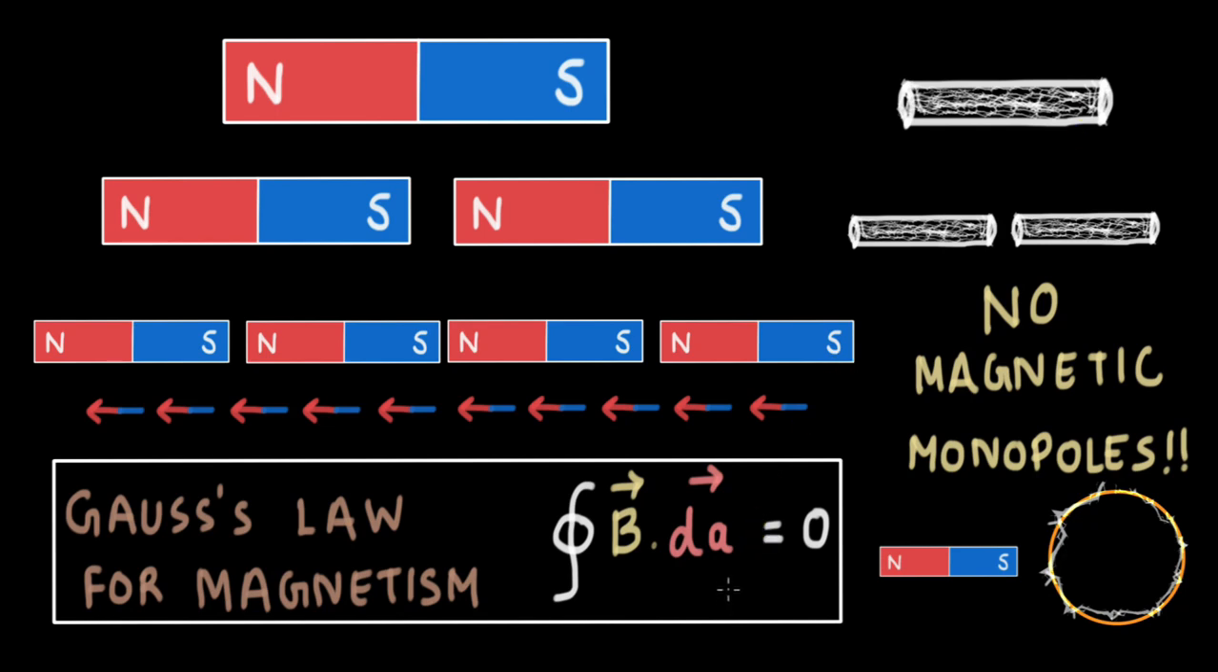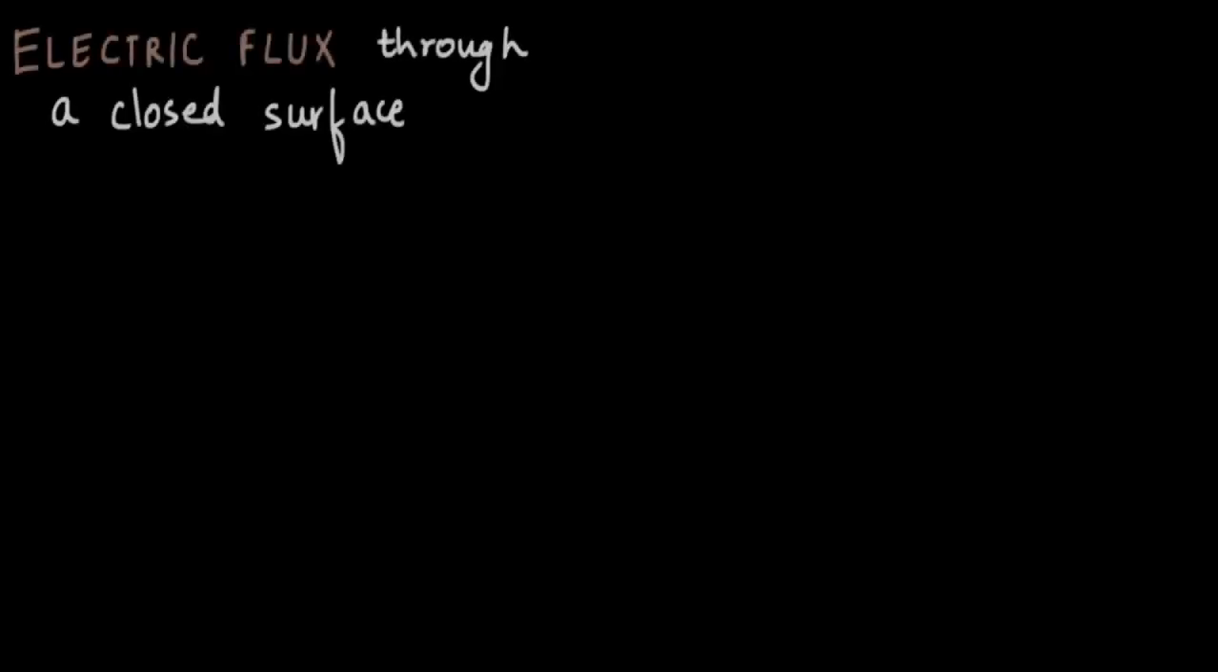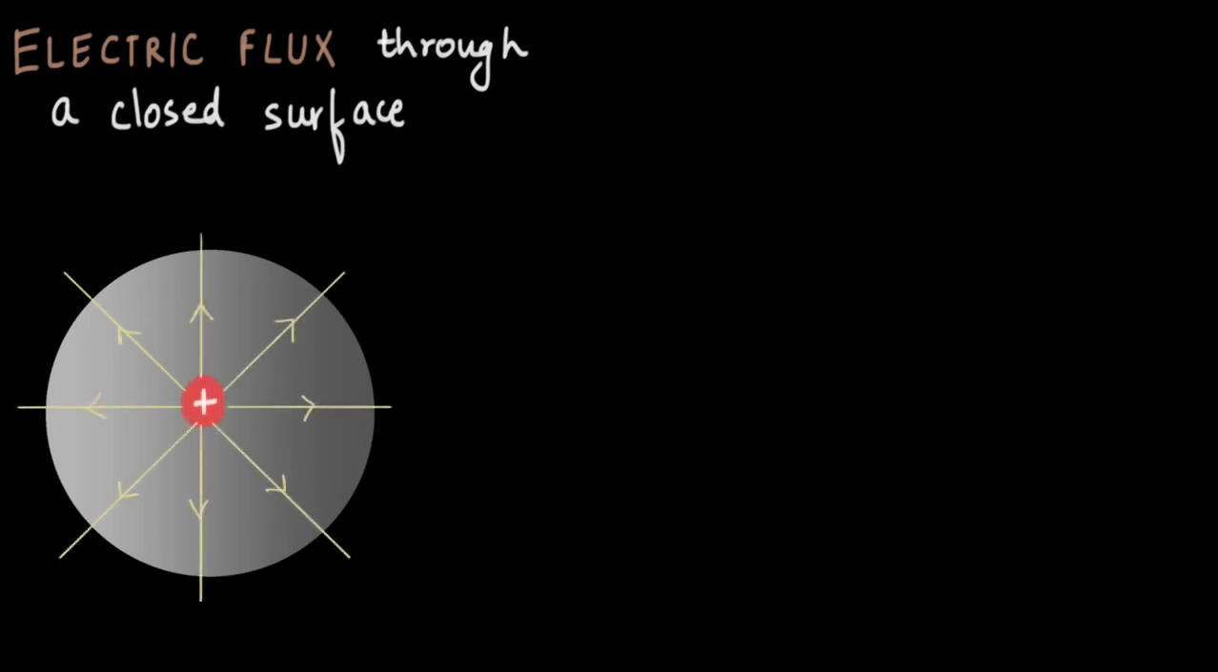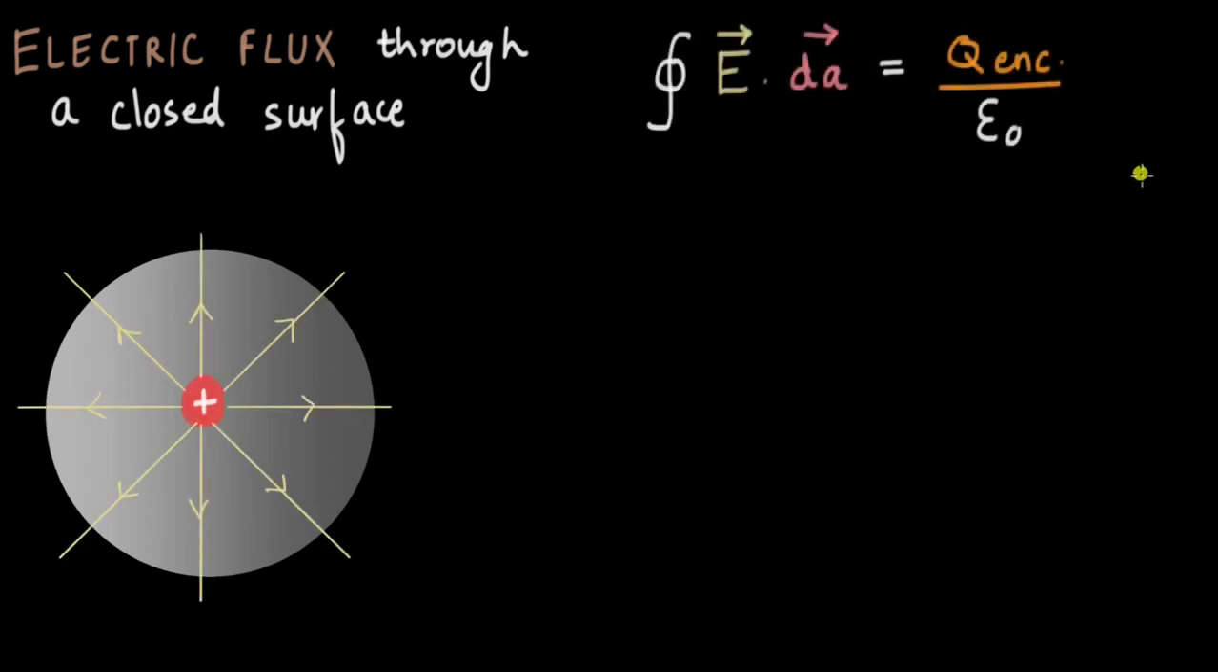Alright, so let's begin. In our previous videos, we looked at how to calculate electric flux through a closed surface, where if we had a closed spherical surface, and let's say we had a positive charge in the center, we know that the flux going through the surface would be given by the closed surface integral of the dot product between the electric field and area, which equals the amount of charge enclosed in that surface divided by epsilon naught.